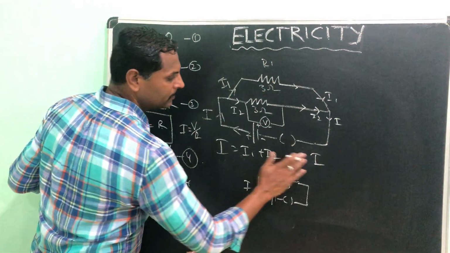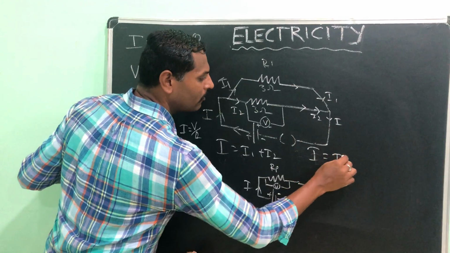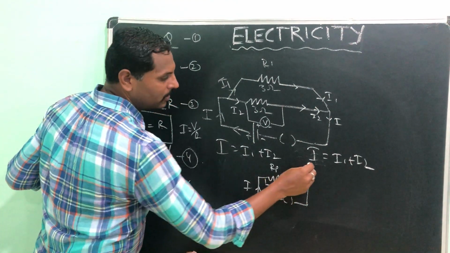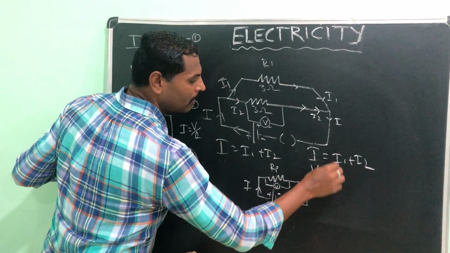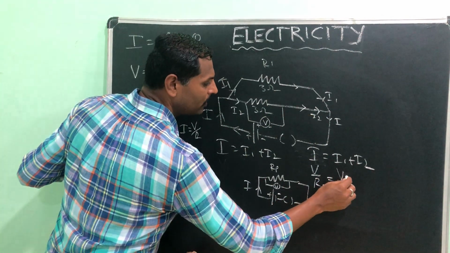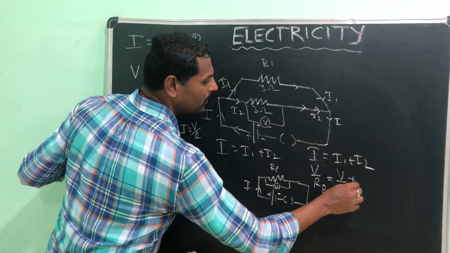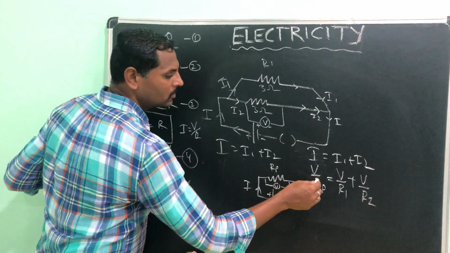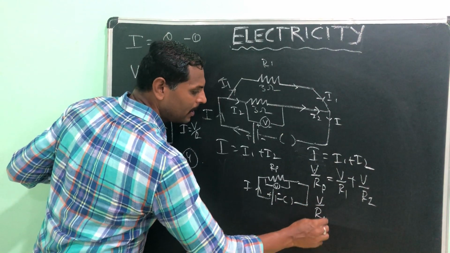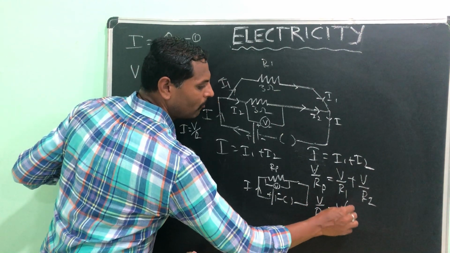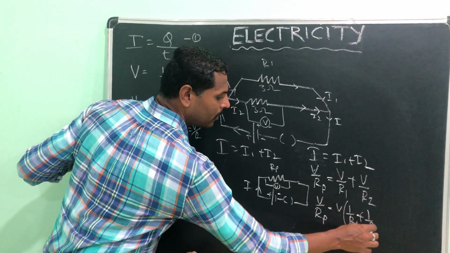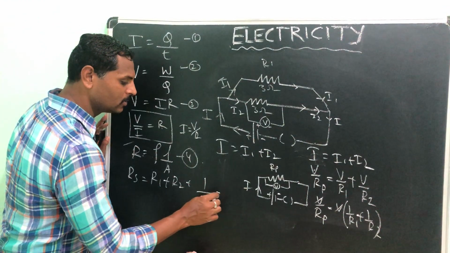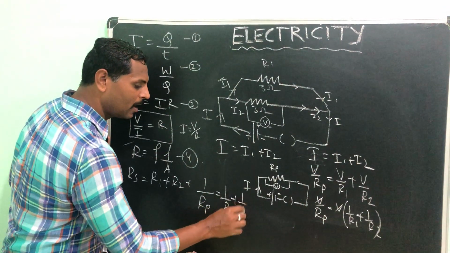Okay, I will write this side. I is equal to I1 plus I2 now here. So I is equal to V by RP. What is I1? I1 is equal to V by R1, plus I2 is V by R2. Okay, all right then. So V by RP is equal to V times 1 by R1 plus 1 by R2. You know that these two V's will get cancelled. So that 1 by Rp is equal to 1 by R1 plus 1 by R2.